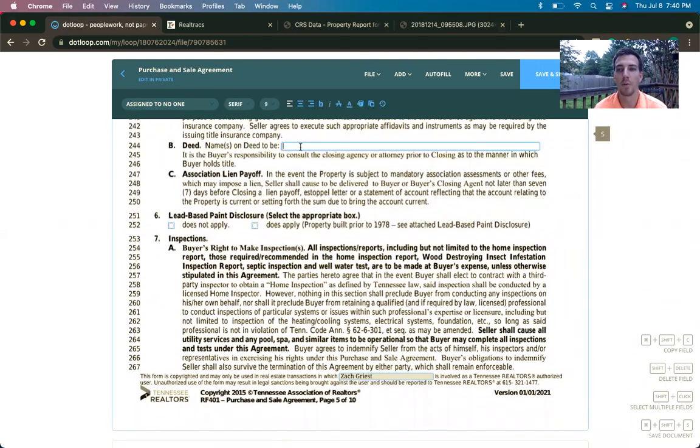Deed, this is going to be the full name of everybody going on the deed. So this is going to be your buyers. All the buyers that are going on the deed, their full legal names need to go here.